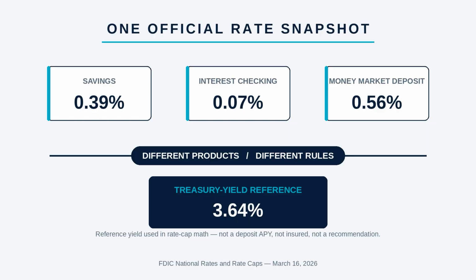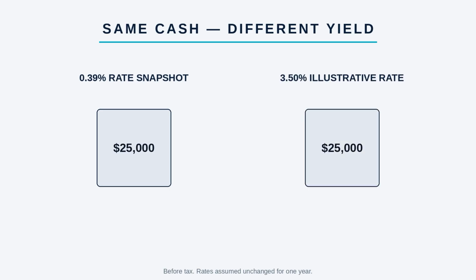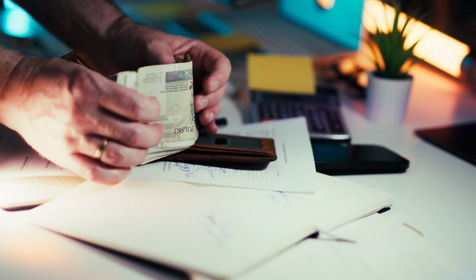Now hold the balance constant and change only the yield. At 0.39%, $25,000 produces $97.50 in a year. At an illustrative 3.5%, the same balance produces $875. The model difference is $777.50 before tax. That is opportunity cost, the difference between this choice and a defined alternative. It is not a guaranteed loss, because a higher yield option may have different access, eligibility, insurance, rate change, or administrative features. The right comparison preserves the job of the money.